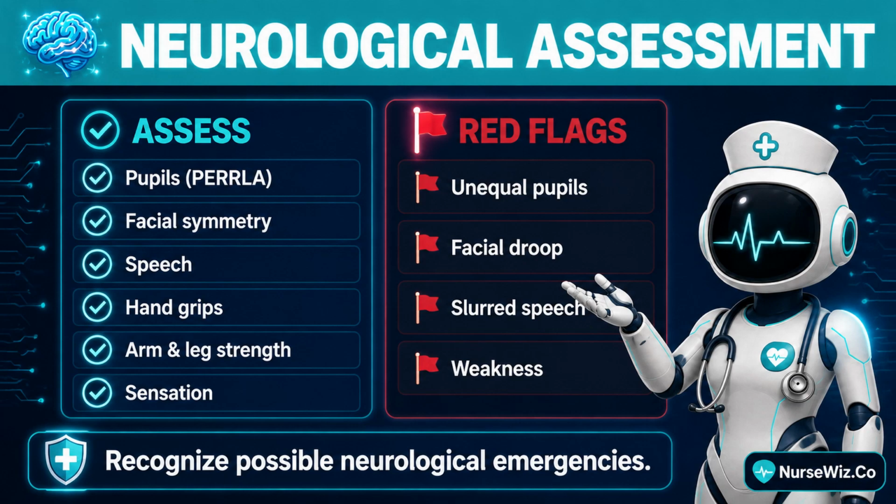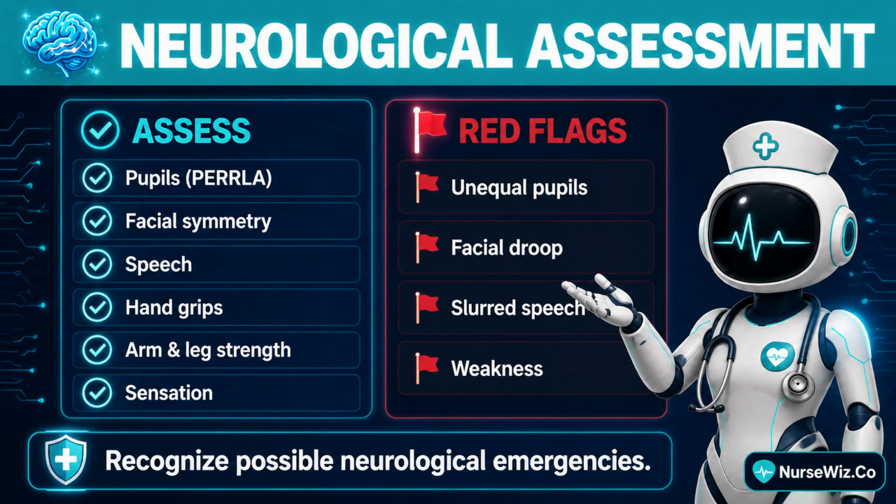P-E-R-R-L-A. Pupils equal, round, reactive to light, and accommodating. Once you know PERRLA, you check it the same way every time. Assess facial symmetry. Assess speech. Check hand grips. Check arm strength. Check leg strength. Check sensation.